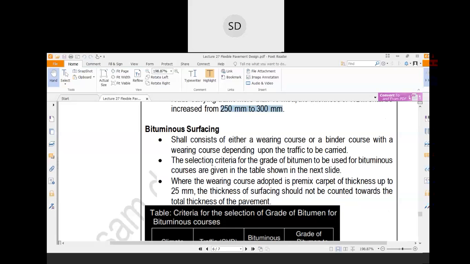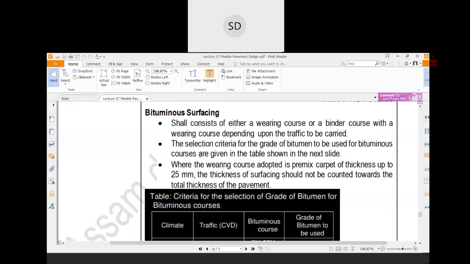So after that, our main course, that is the bituminous surfacing course. The bituminous surfacing course shall consist of either a wearing course or a binder course with a wearing course depending upon the traffic to be carried. So there are different layers of the bituminous surfacing course. It is categorized as wearing course, and beneath this there is a binder course. And the thickness of the wearing course and the binder course will depend on the traffic conditions and the rainfall conditions over that area.